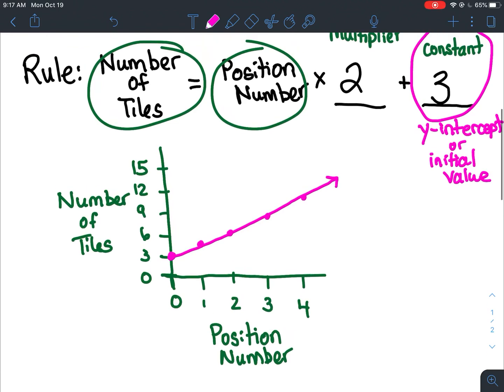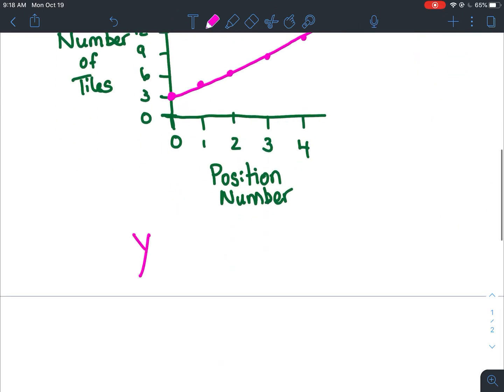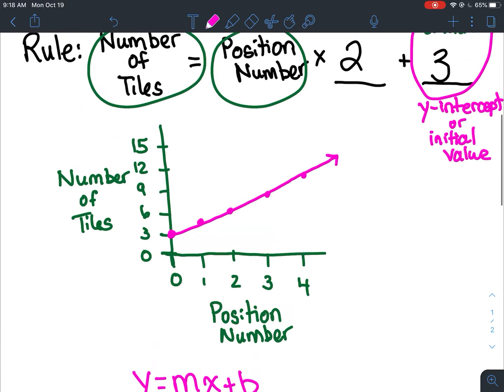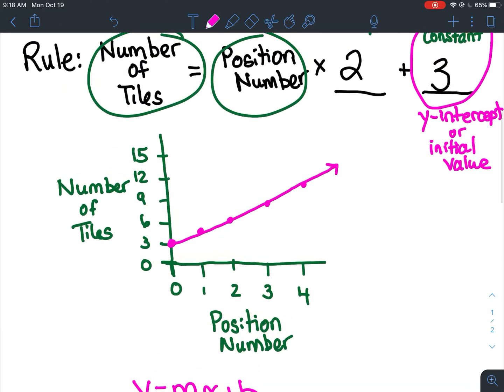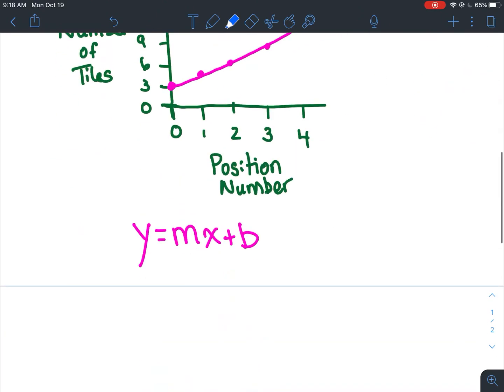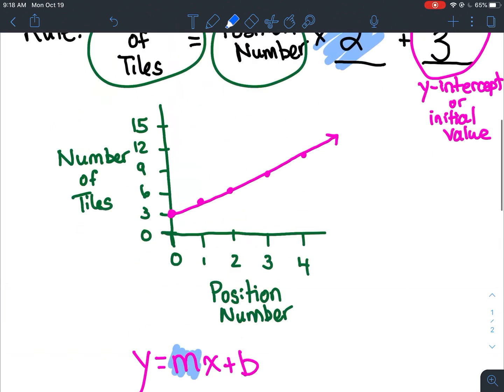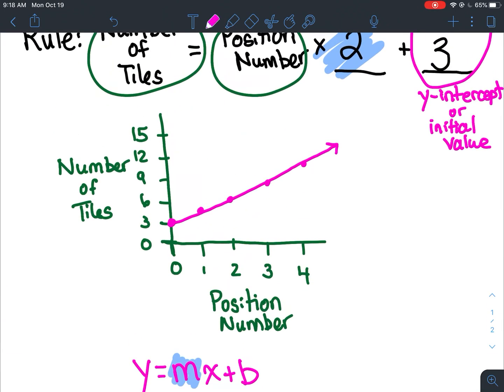So we write that as number of tiles equals position number times 2 plus 3. That would be the equation. But another way to write it, we were trying to relate this to y equals mx plus b. So I taught this lesson on, remember, y equals mx plus b. So we're trying to say the multiplier is like your slope. It's like what your pattern is increasing by each time.